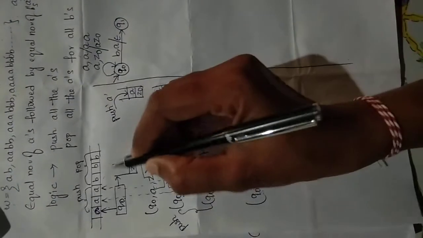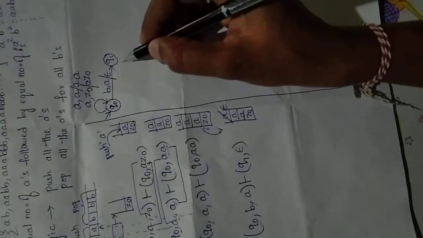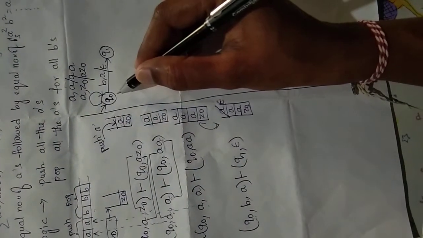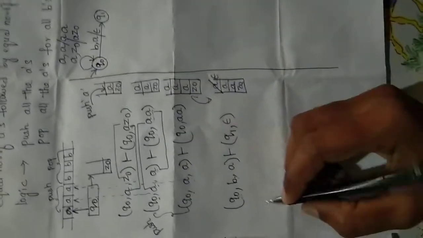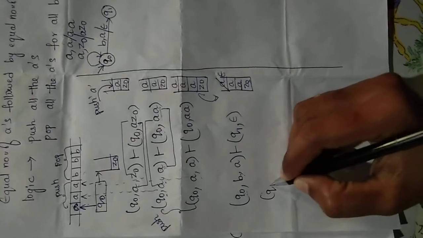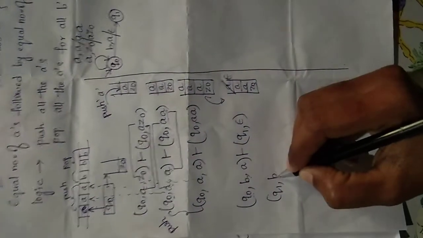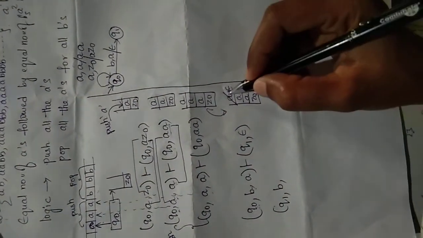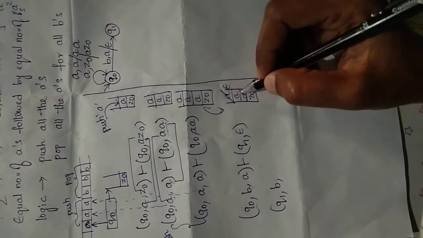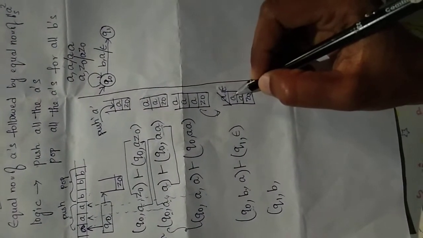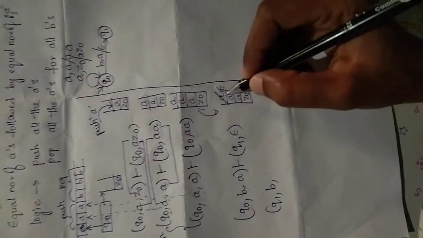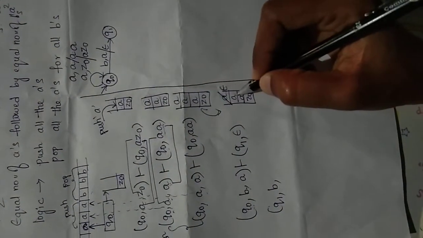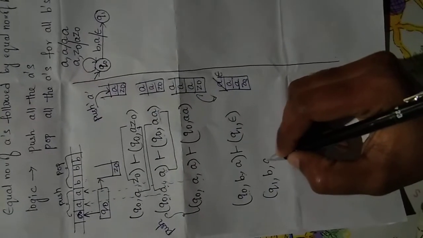Now the next symbol is again B, and presently we are in the Q1 state. Previously we were in the Q0 state. Now the state is Q1 and the next input symbol is also B. Now after popping one A symbol from the stack, the top of the stack symbol is again A. Why? Because you have a number of A's here. So after popping one A symbol, what is the top of the stack? Still it is A only. So take the A symbol.